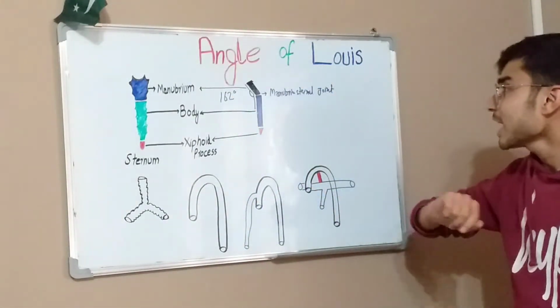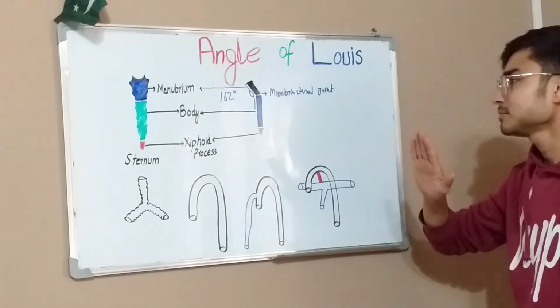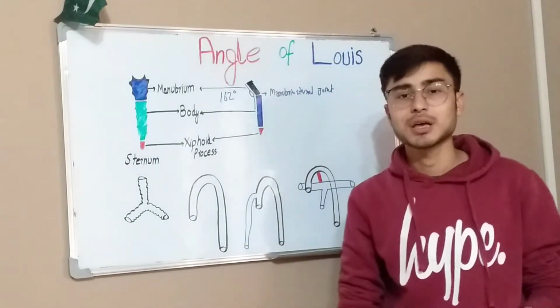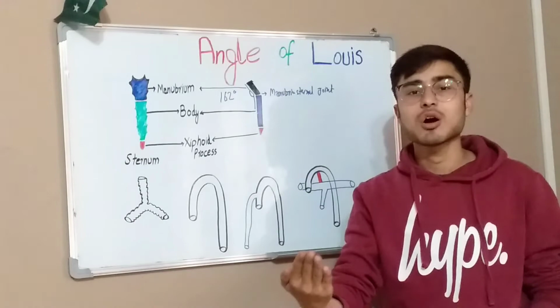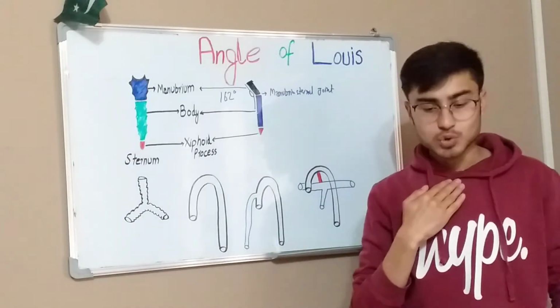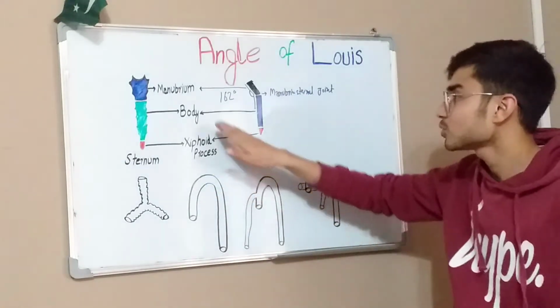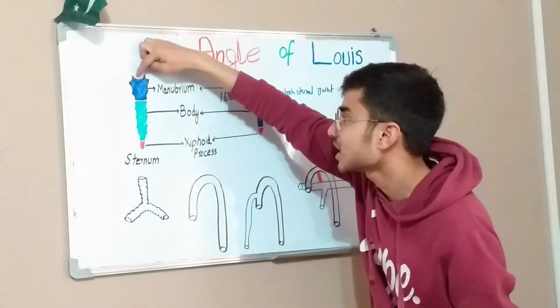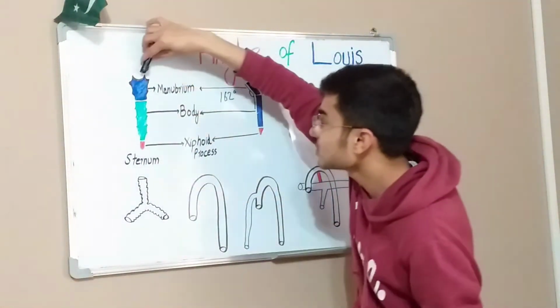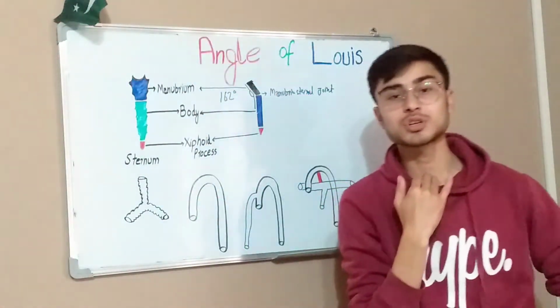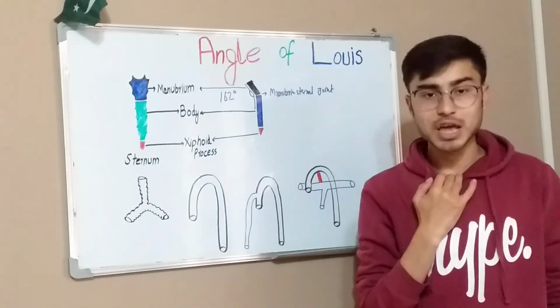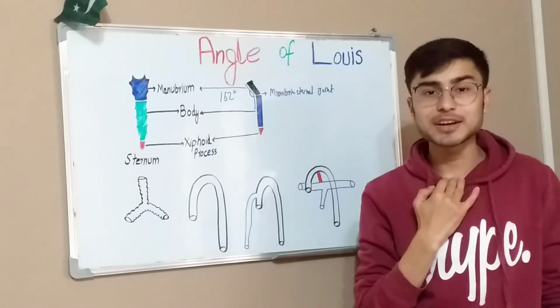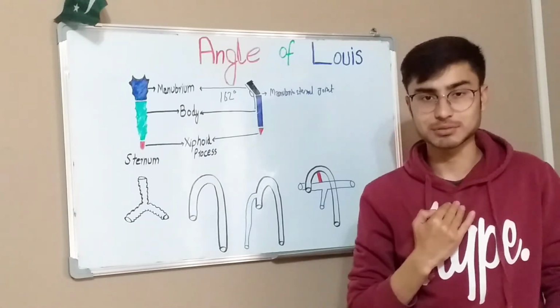Now, you can identify the angle of the sternum in a living subject by putting your hand on someone's sternum. First of all you have to put your hand at the jugular notch. This notch is called the jugular notch. Then you should slide your hand down the sternum.